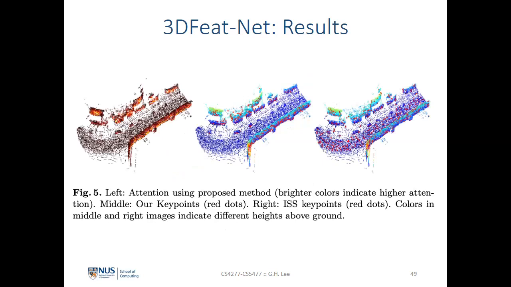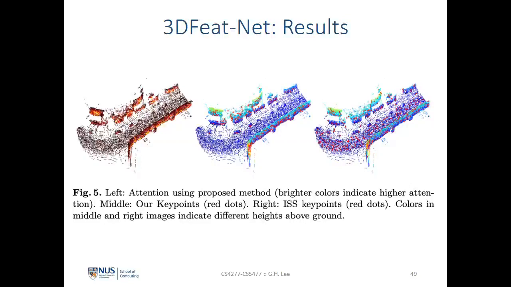So if we compare, we can see that this attention that we have learned, the more yellow, the brighter it is, the higher the attention. You can see that it's actually focusing on the structurally meaningful places. But on the road, for example, there's nothing because it's flat. Okay, so our focus is really not there, right? And the key points obtained here are all on the structurally interesting places. Whereas look at ISS, the standard conventional approach: you can see that there are many false positives on the road, which is not meaningful at all.